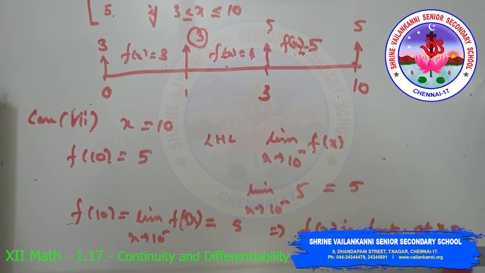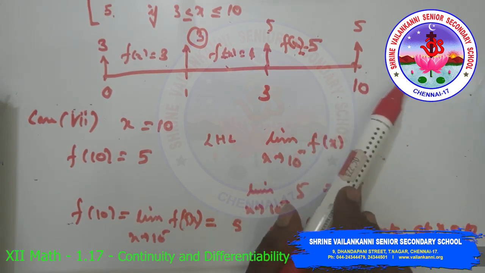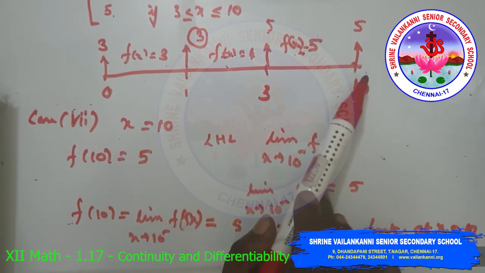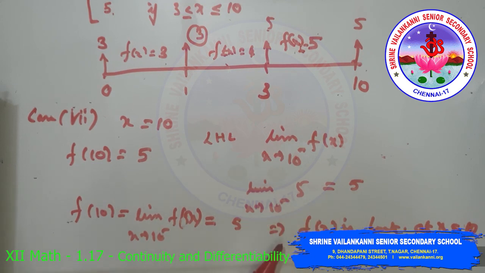at x equal to 10. So we do not find the right hand limit, as it is not possible. So we are finding only the left hand limit. Then both are equal, so we can say that f of x is continuous at x equal to 10.